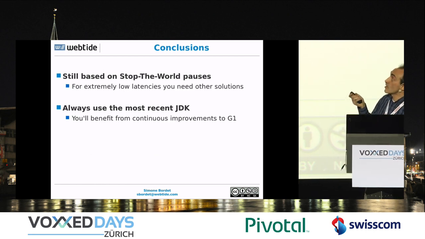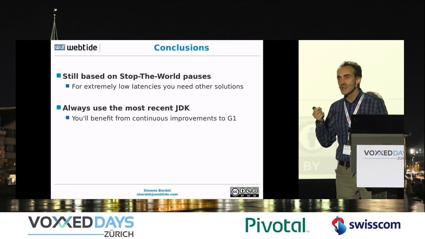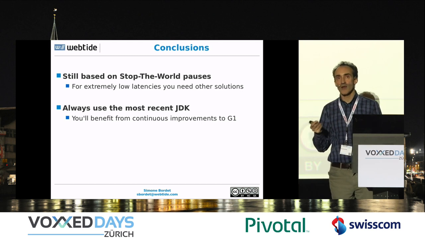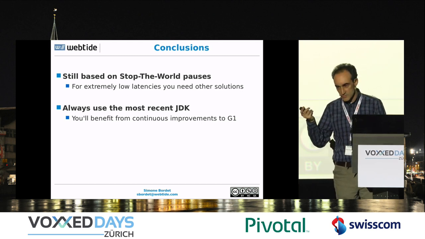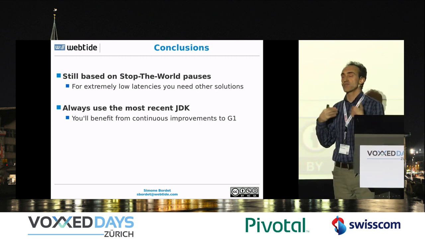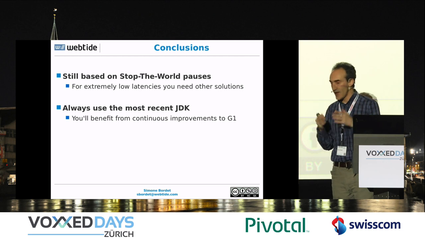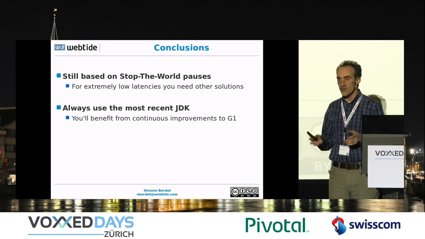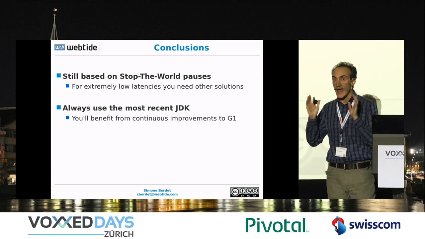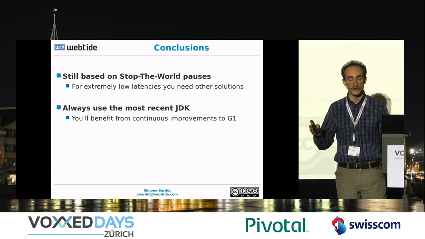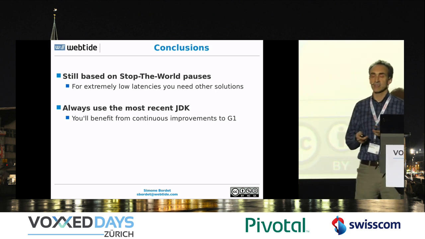It is still based on a stop the world algorithm. So if you really need to go to extremely low pauses, less than 1 millisecond, you may want to look at some different solutions which are available. And always use the most recent JDK, because they are working very actively on it. They are fixing bugs, improving performance every single day. If you're subscribed to the HotSpot GC mailing list, you'll see a ton of emails with a ton of improvements, and basically everything relates to G1. The work on CMS and the parallel collector is reduced to a bare minimum, like, I don't know, less than 1%.